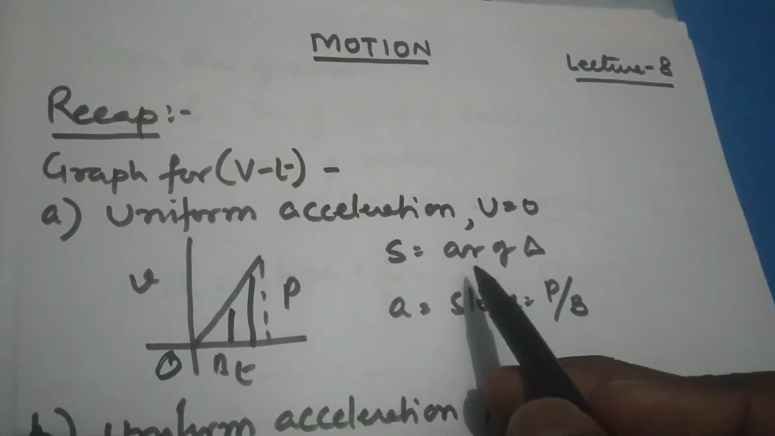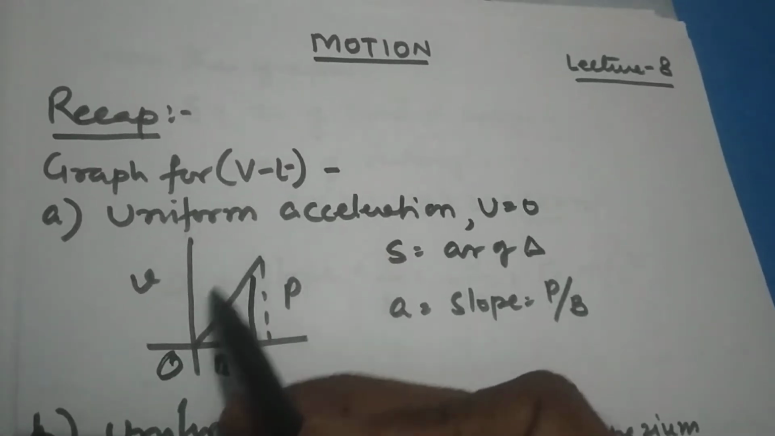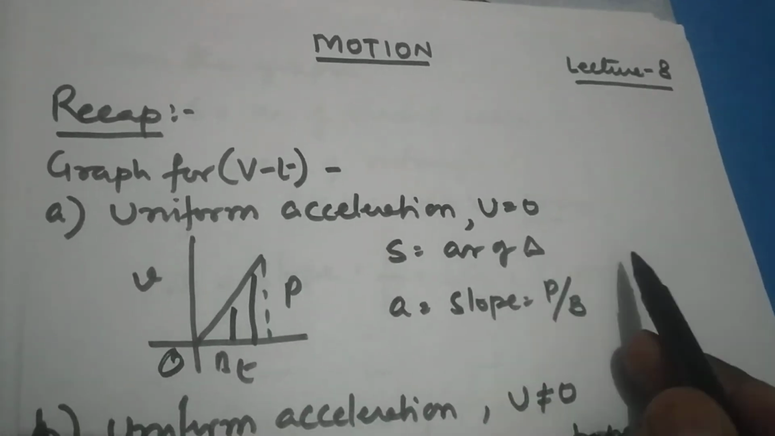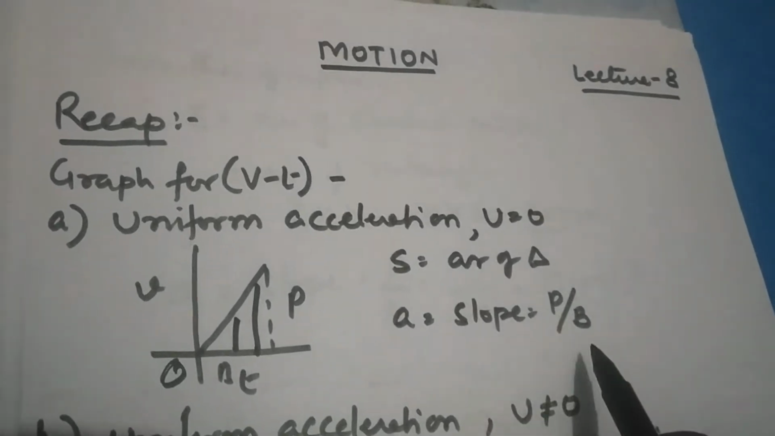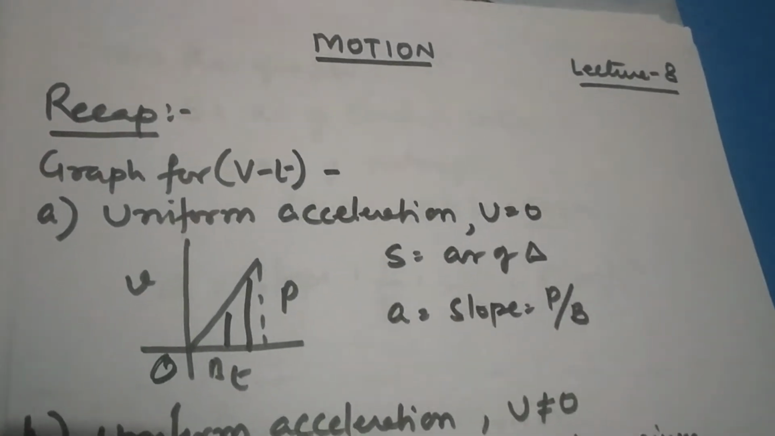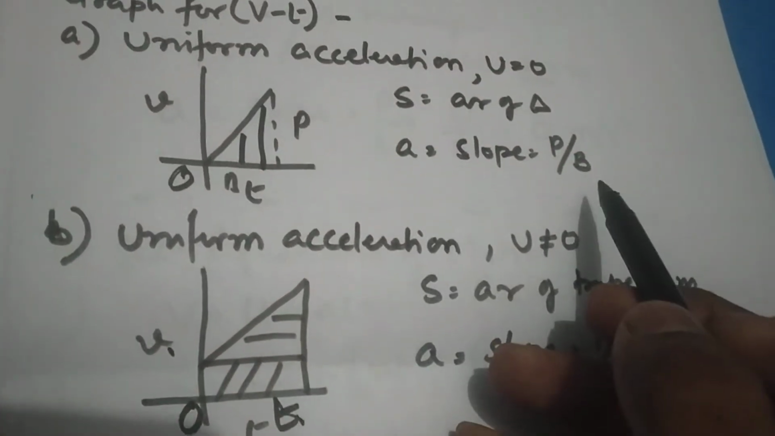S, you will find by the area of the shaded portion, which is a triangle: half base into altitude. And acceleration by the formula slope, P upon B. These are the standard formulas, so you have to find S and acceleration with the same method.